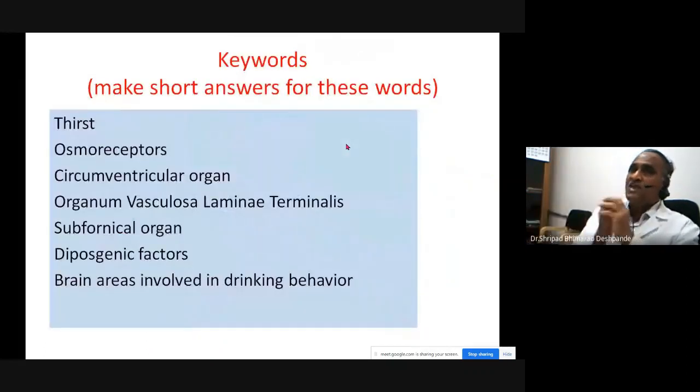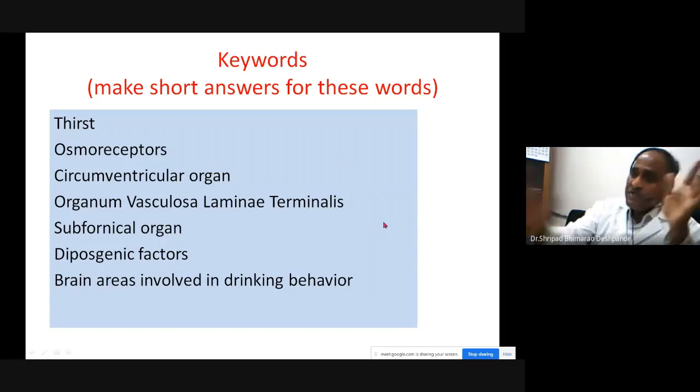Now, these are the keywords for this lecture: thirst, osmoreceptor, circumventricular organ, organum vasculosum of the lamina terminalis, subfornical organ, so that you don't forget them, dipsogenic factors or dipsogenic hormones, the brain areas involved in the drinking behavior. So these are some of those questions you may receive.